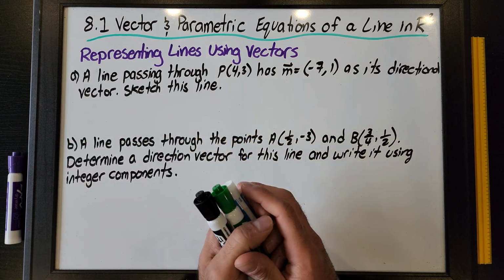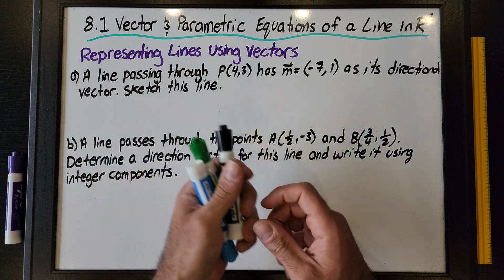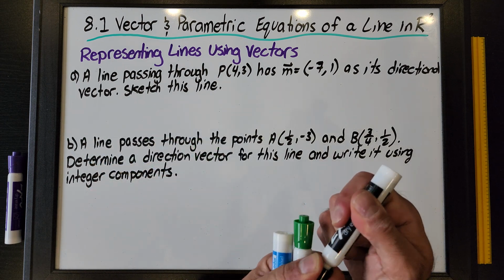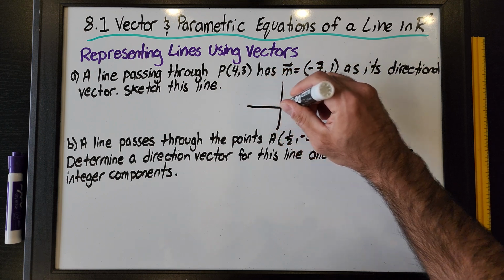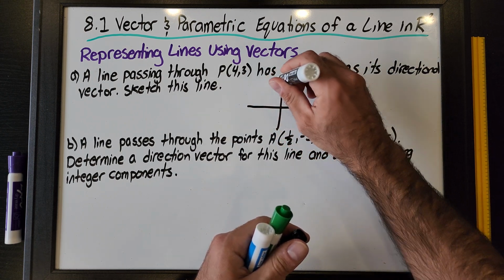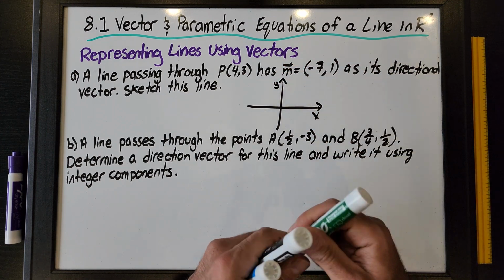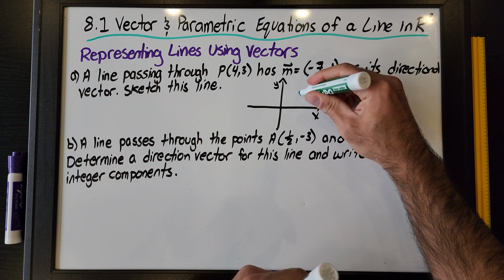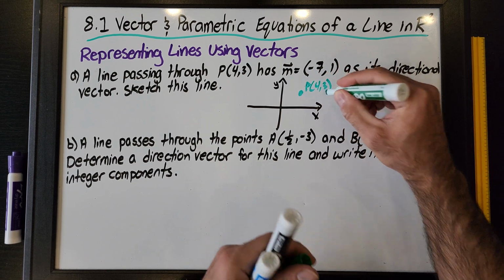Let's take a look at the first, not example, but representation of a line using vectors. So if a line passes through point 4, 3, I'm just going to draw a little diagram here. Let's go like this and like this. This is x, this is y. So 4, 3 is here somewhere. All right, so this is point 4, 3.